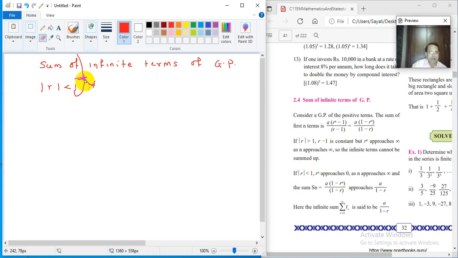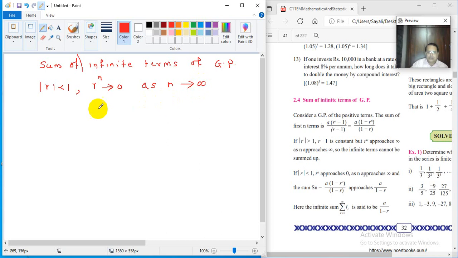If mod r is less than 1, then r raised to n tends to 0. It means it approaches 0. Tends to 0 means it is not exactly 0, but it is going nearer and nearer to 0. r raised to n approaches 0 as n approaches infinity.